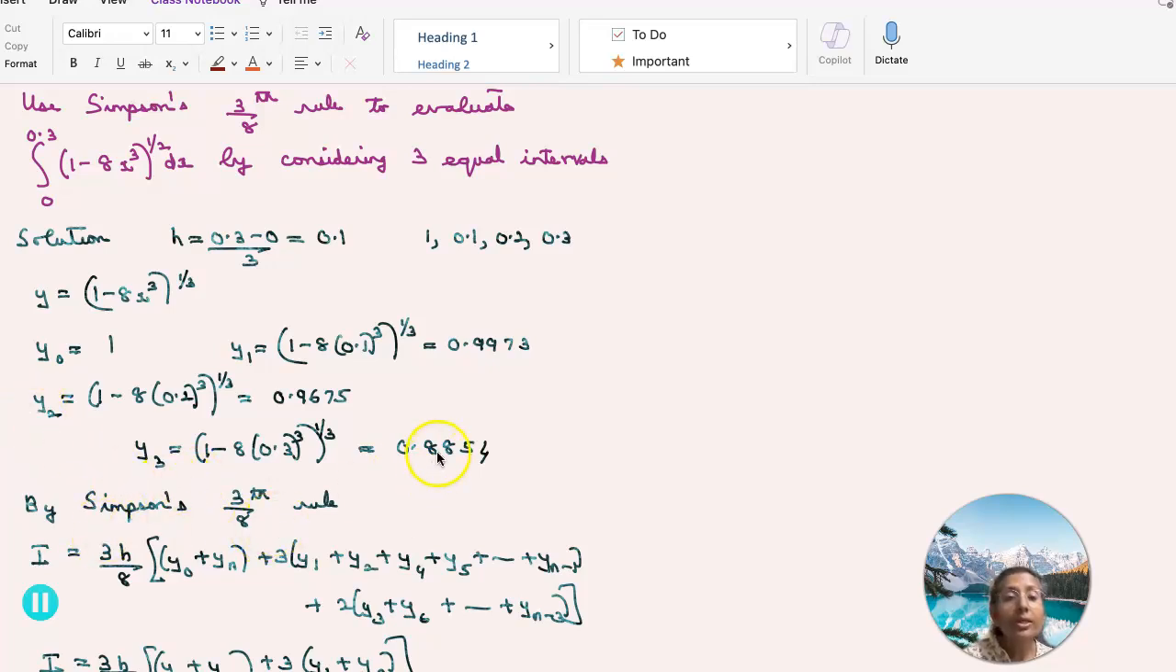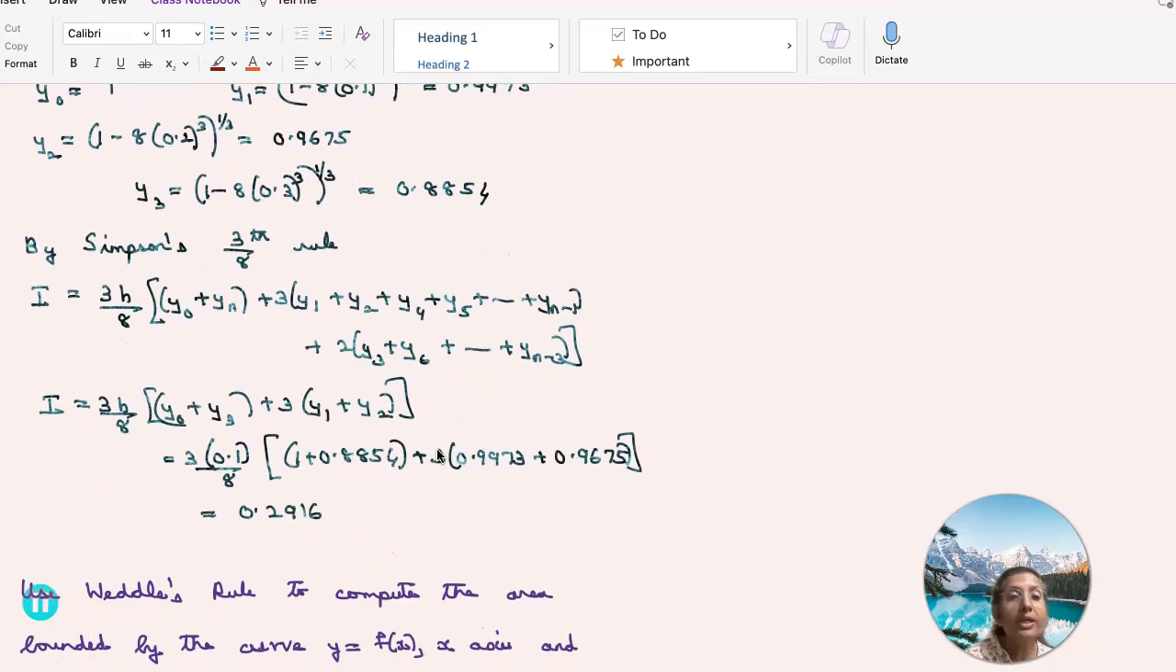And Simpson's 3/8 rule says that I equal to 3h by 8 [y0 plus yn, the first and last, plus 3 times (y1 plus y2 plus y4 plus y5 up to yn minus 1), we take all the values except multiples of 3, plus 2 times (y3 plus y6 up to yn minus 3)]. Then we take the multiples of 3. So this is 3h by 8 [y0 plus y3 here, plus 3 times (y1 plus y2)], because we only have up to 3, so this term won't be there. So substituting the values, you get 0.2916.